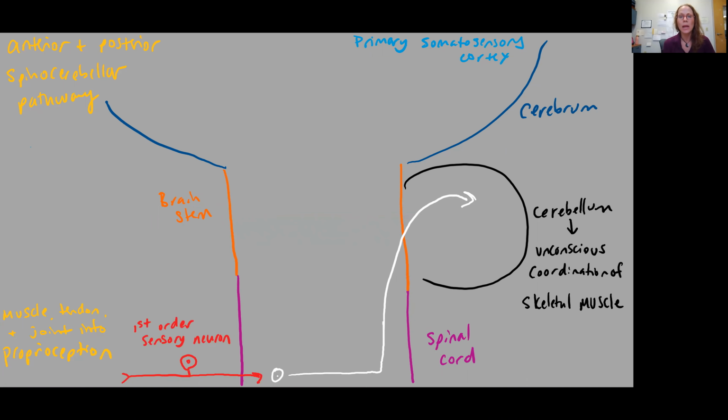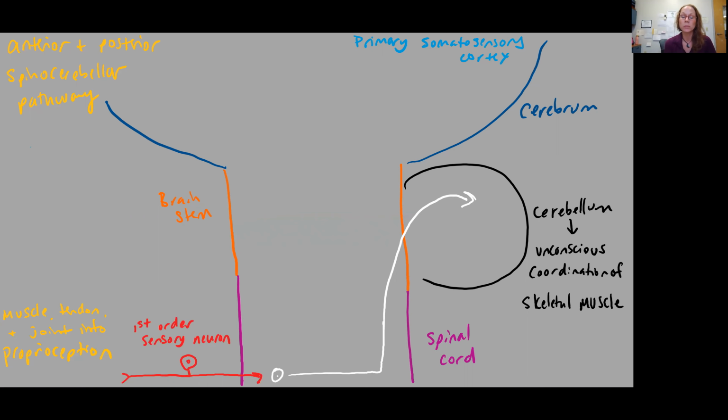The cerebellum has several jobs, one of which is the unconscious coordination of skeletal muscle. So if you're going to have graceful coordinated movements, you need to know the position of your body before you take another step. And so it totally makes sense to me, and hopefully to you, that proprioception information will be processed here at the cerebellum.